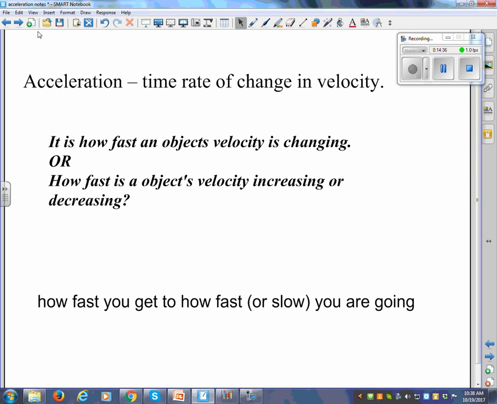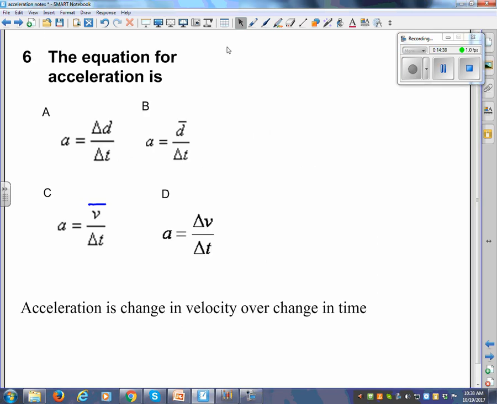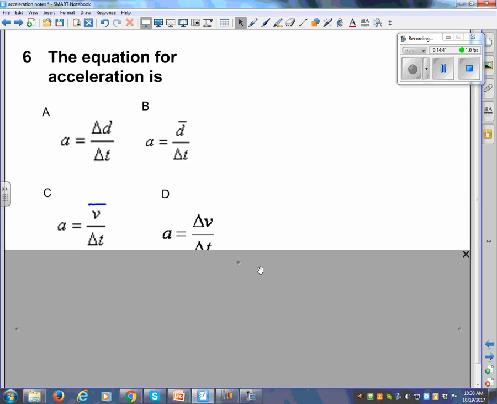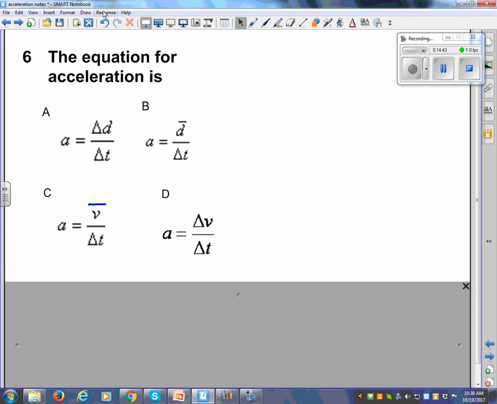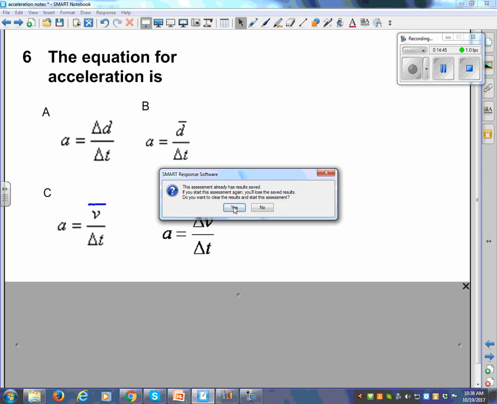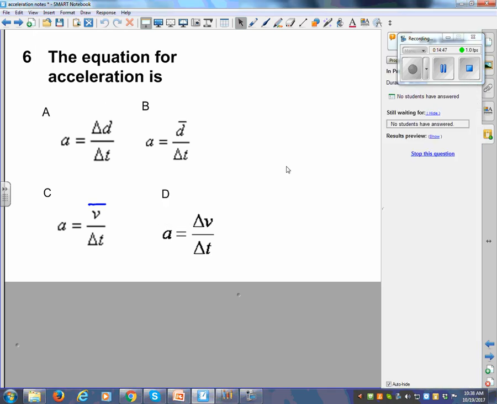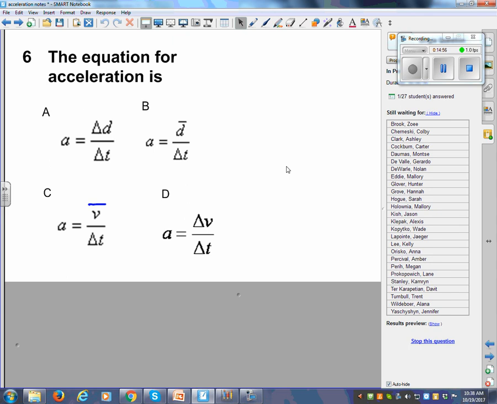How fast you get to how fast you're going. Do you know, now after all this, what the equation for acceleration would be? Given that acceleration is how fast you are changing, what do you think the equation for acceleration is? Some of you, depending on your grade 10 teacher, might have taken this. That's fine, but you certainly need to know it here in grade 11.